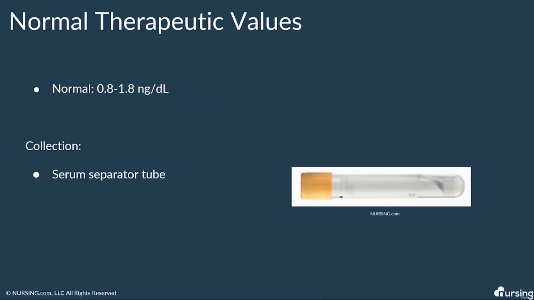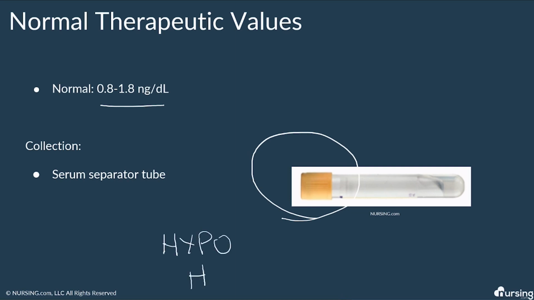Normal therapeutic values for free T4 are 0.8 to 1.8 nanograms per deciliter. This lab is collected in a serum separator tube, or a gold top. Now, what do we know about hyper versus hypothyroidism? Can you think about some clinical presentations of what an individual with too much thyroid hormone might look like?